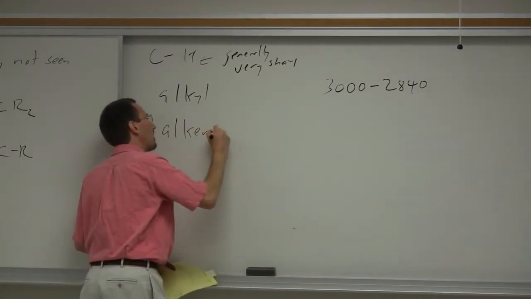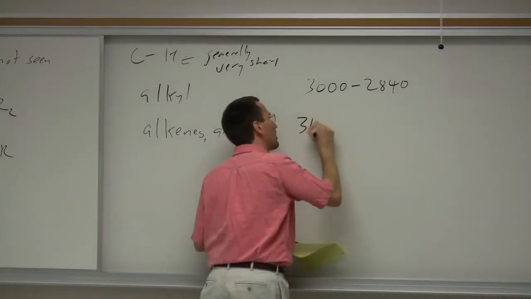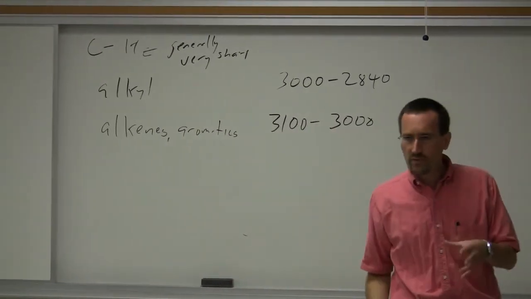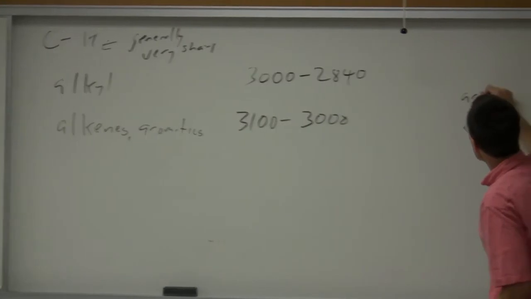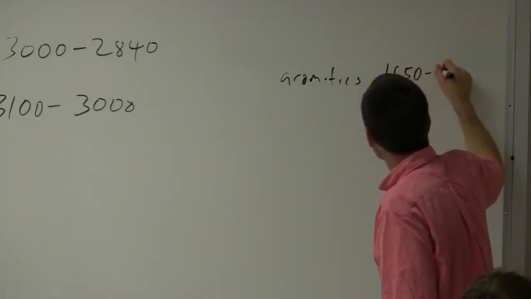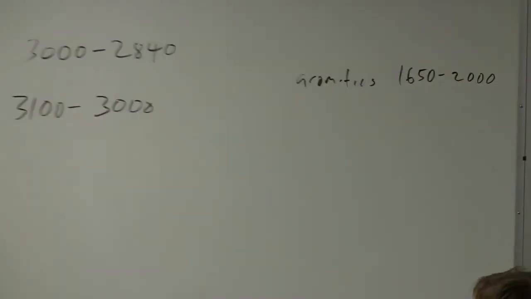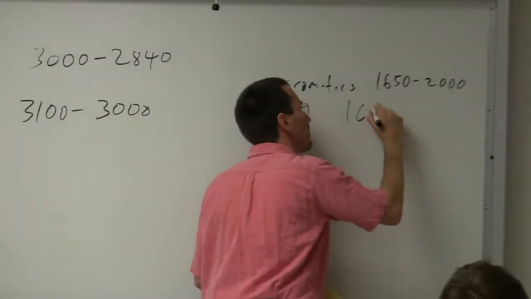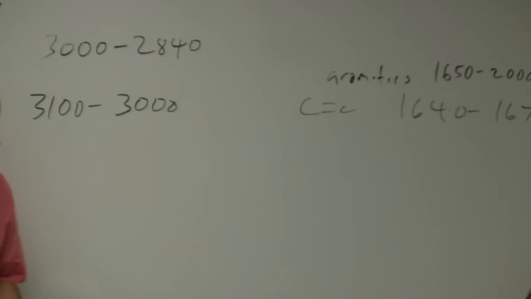Alkenes, arenes, aromatics if you prefer. Generally, we're talking about 3,100 to about 3,000. And again, you're going to get corroboratory peaks. First of all, NMR will also be useful. But you're going to see patterns. For example, aromatics will have a series of bands from about 1650 to about 2,000 wave numbers that can clue you in. Alkenes. Generally, you can see the carbon-carbon double bond stretch, and that's generally pretty sharp but not so strong at about 1640 to 1670 wave numbers.